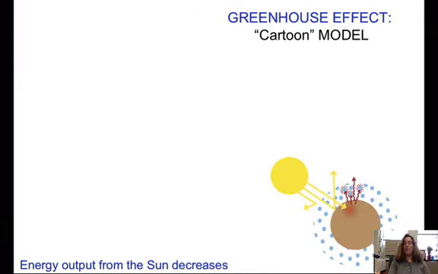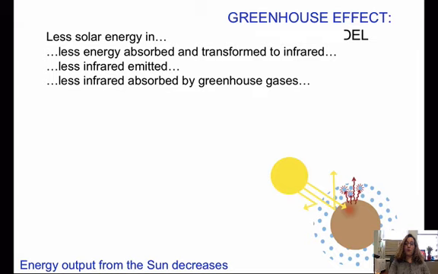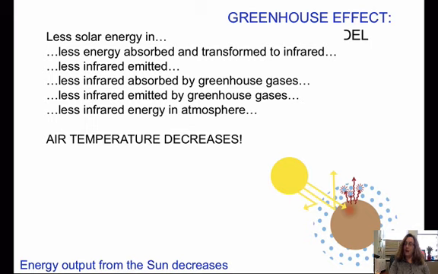If energy output from the sun decreases, that means that there will be less solar energy coming in. That means there will be less energy absorbed and transformed to infrared at the Earth's surface, which means there will be less infrared emitted by the Earth's surface, which means there will be less infrared absorbed by greenhouse gases. If there's less infrared absorbed, there will be less infrared emitted by greenhouse gases, which means ultimately there will be less infrared energy in the atmosphere. Air temperature will go down. So if energy output from the sun decreases, air temperature will decrease.